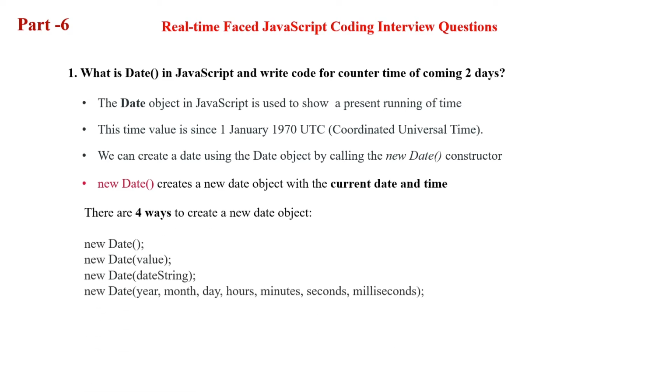There are four ways to create a new Date object: new Date with no arguments, new Date with a value as the argument, new Date with a date string as the argument, and new Date with arguments for year, month, date, hour, minutes, seconds, and milliseconds. We will answer like this, and we will also see how to write code for a counter time of the coming 2 days. This is one of the tricky questions I faced.